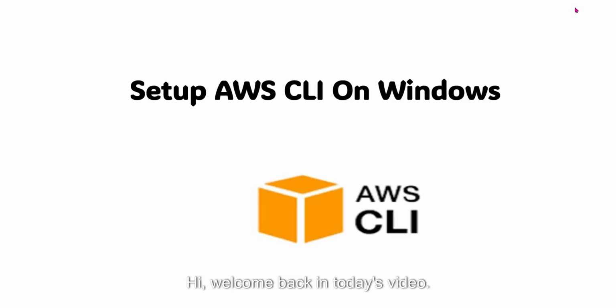Hi, welcome back. In today's video, we will see how to set up AWS CLI on a Windows machine. Using AWS CLI, we can manage AWS resources in the command line by automated scripts.